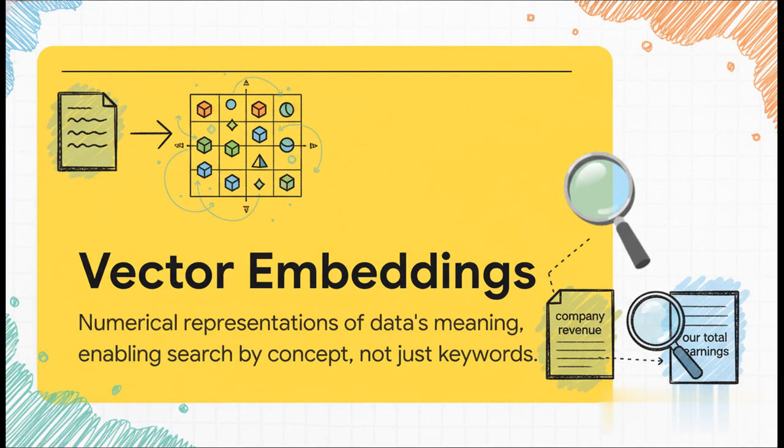Now, the absolute secret sauce behind that indexing step is something called vector embeddings. It's a wild idea. You basically turn all your text, your documents, your data, into a series of numbers that capture the meaning of the text. This is what lets you do a semantic search, so you can search for how much money did we make, and it can find a paragraph that says our total earnings were, even if the word money isn't in there. It's searching for concepts, not just keywords.